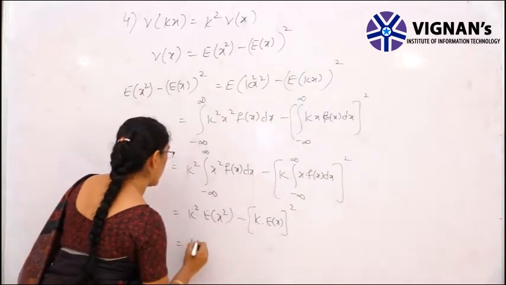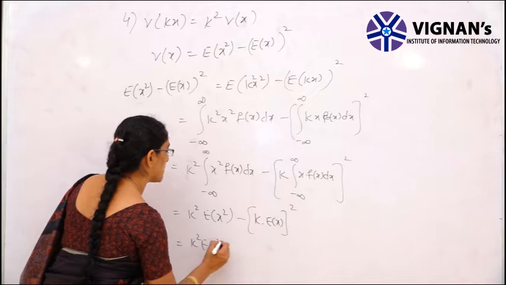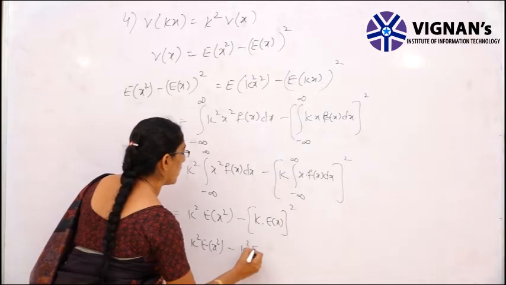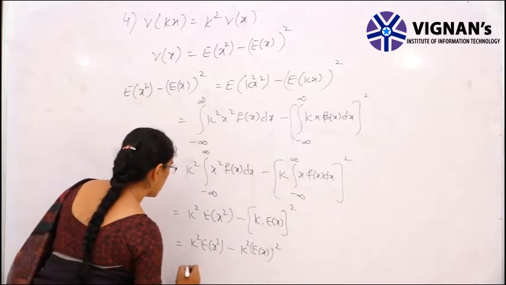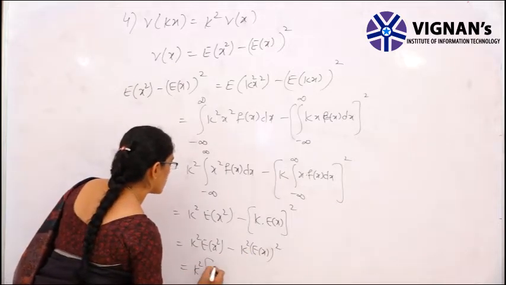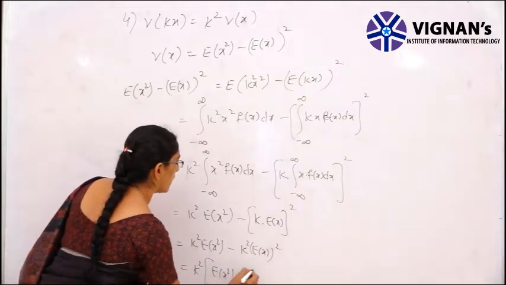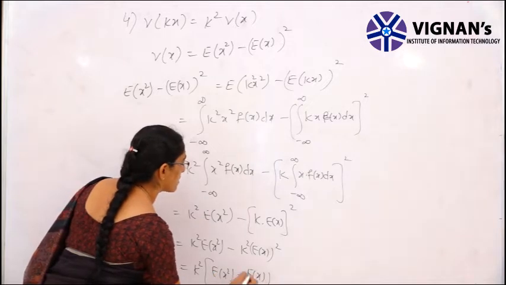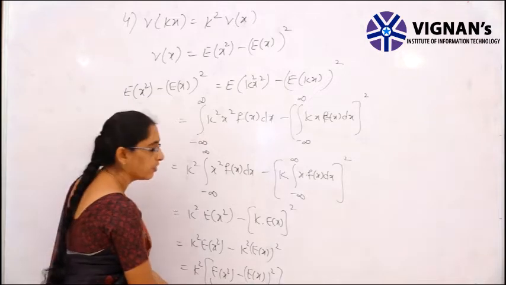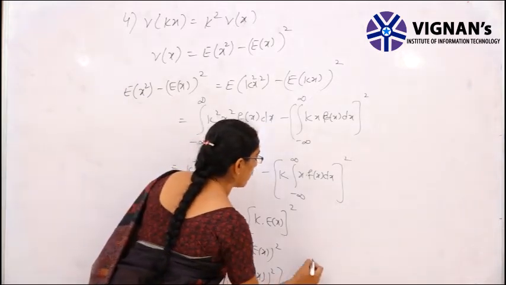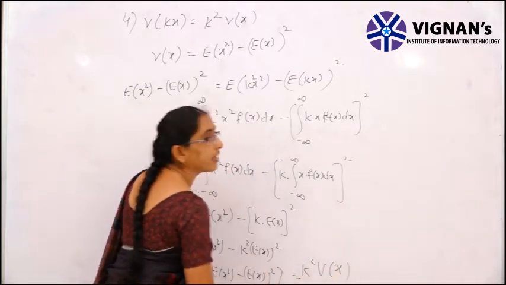So k square into expectation of x square minus k square into expectation of x whole square. Now if you take out k square common, it is expectation of x square minus expectation of x whole square. So this is nothing but the formula of variance. So it is k square into variance of x.